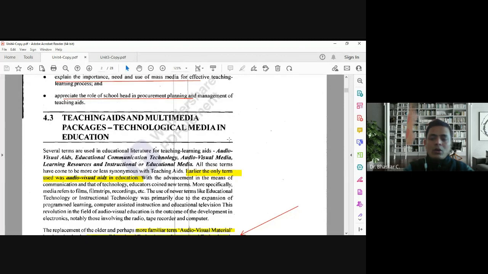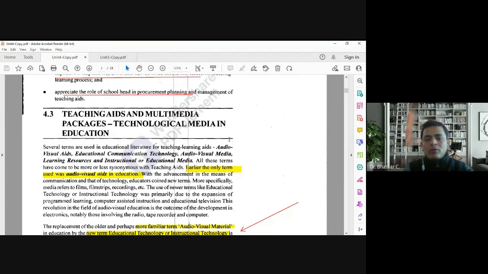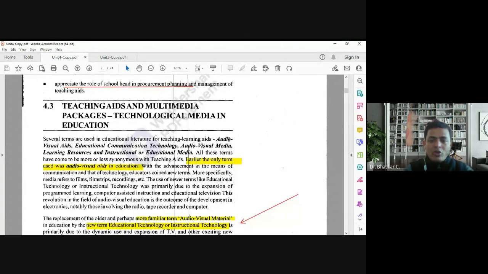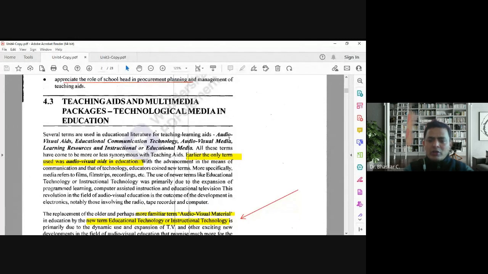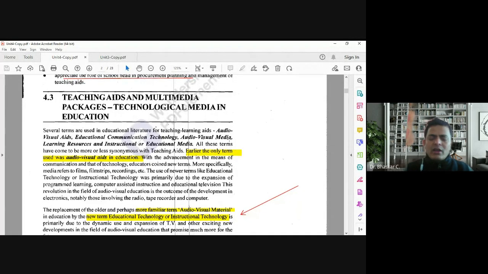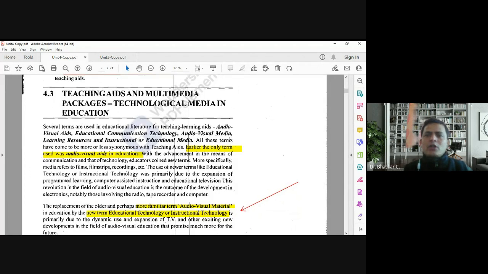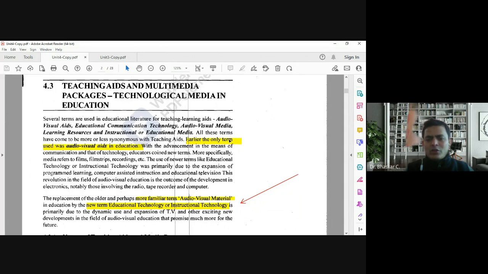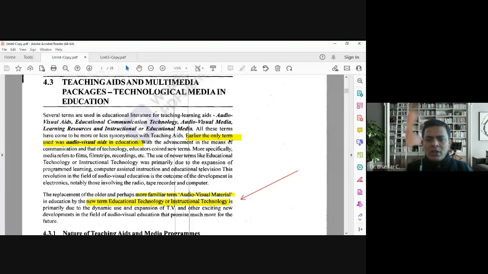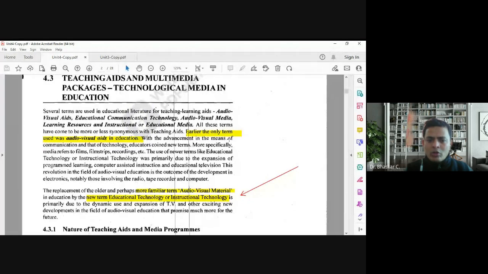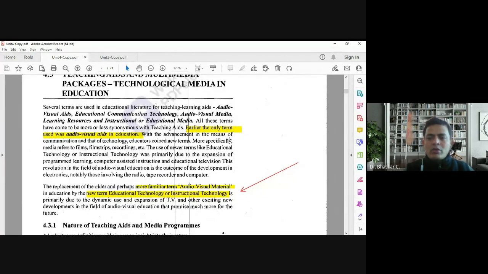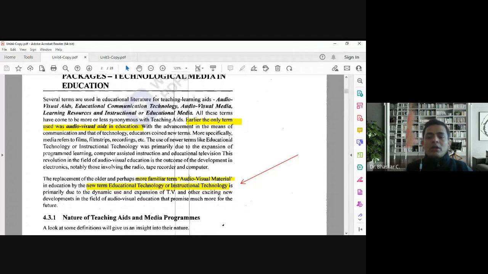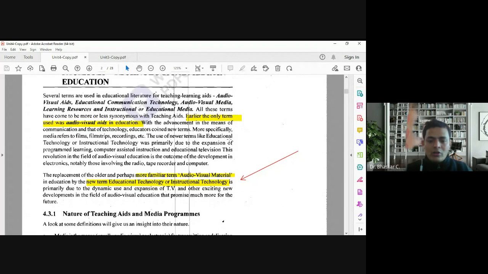Okay, so let us go through the content one by one, and let us talk about the teaching aids and the multimedia packages. What is the role of technology or the technological media in education? Now, there are different meanings or connotations, and different terms which we use interchangeably. Sometimes we say audiovisual aids, sometimes educational communication technology, sometimes AV media, sometimes learning resources, instructional media, or educational media. Whatsoever term you use, it doesn't make any difference, because basically it talks about the introduction and use of technology in the field of education.